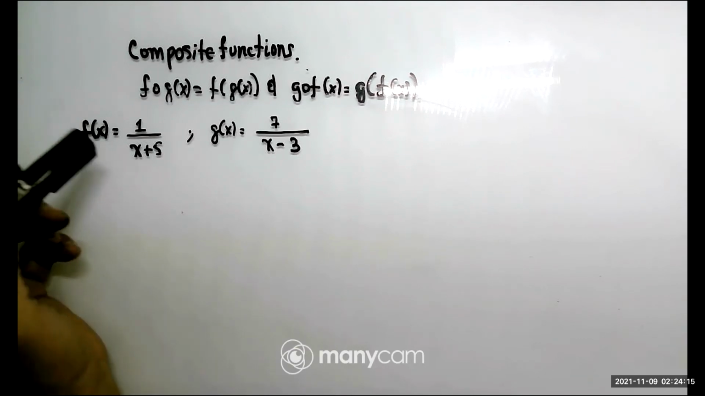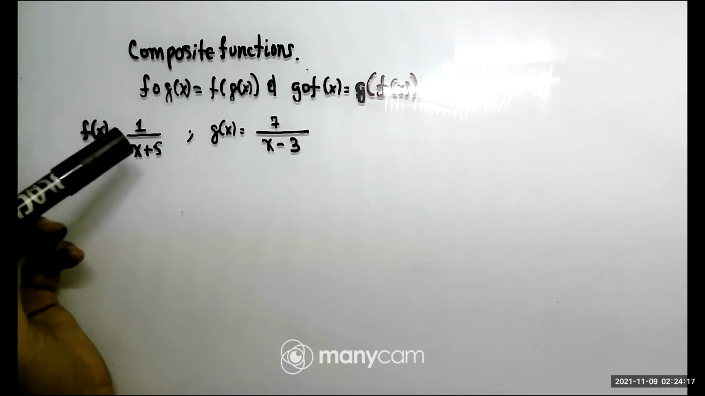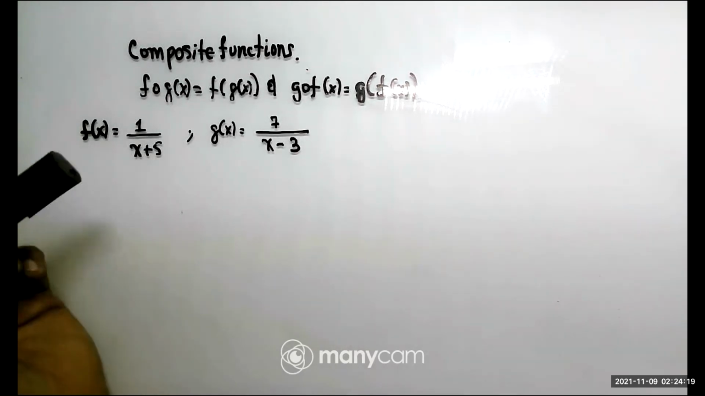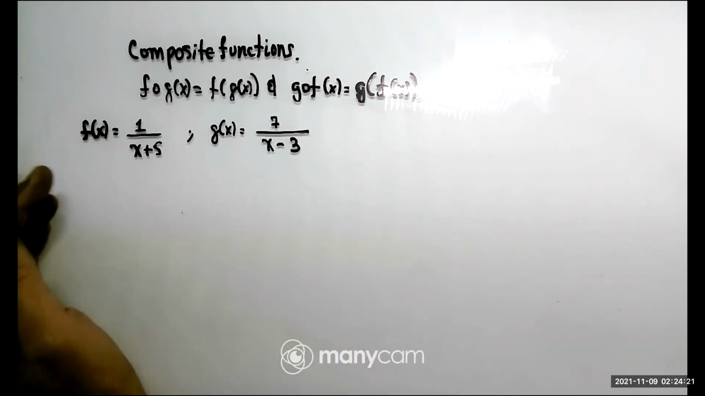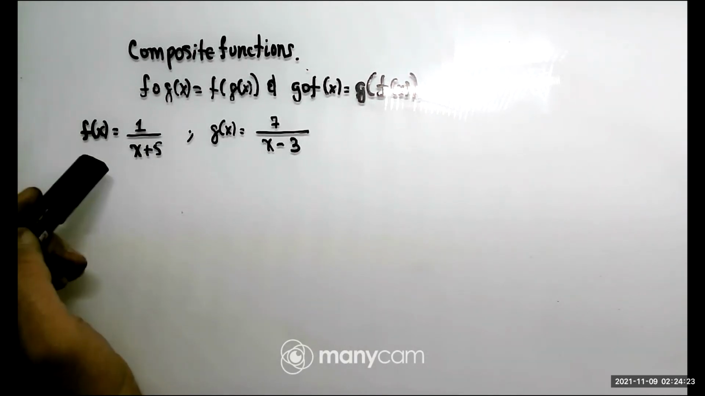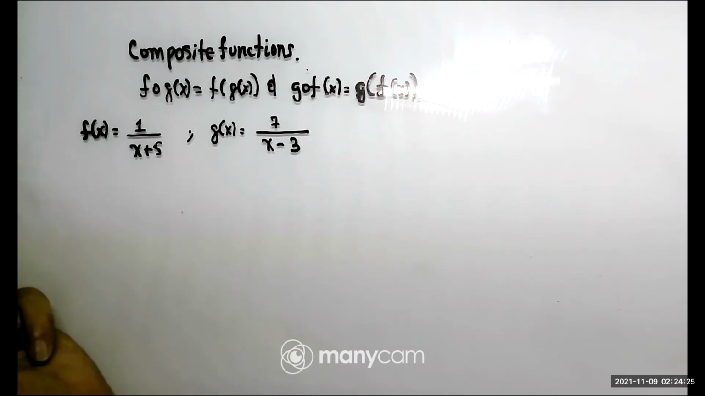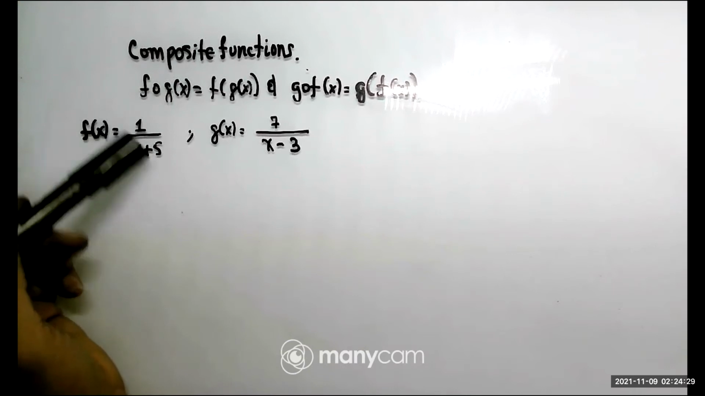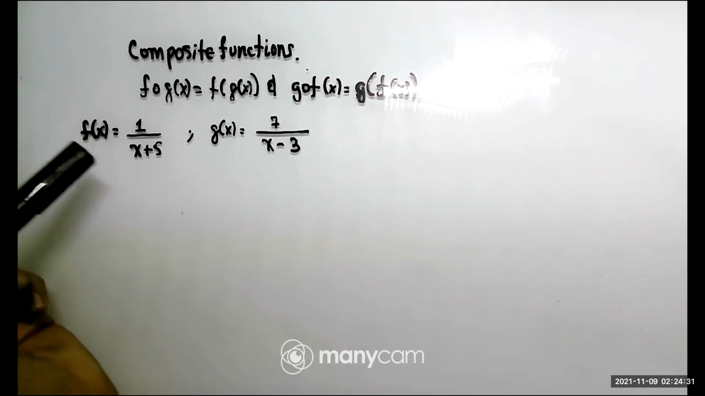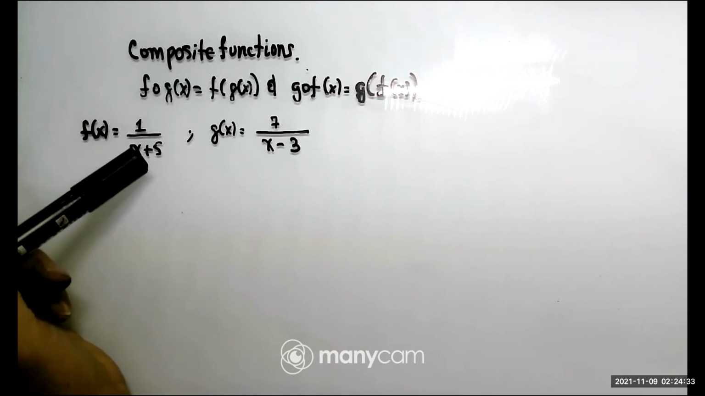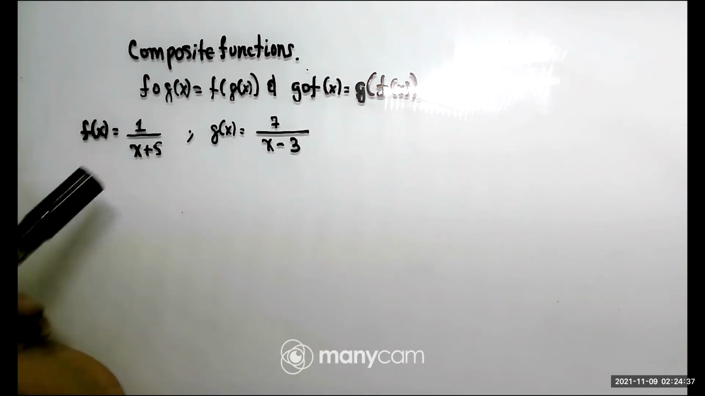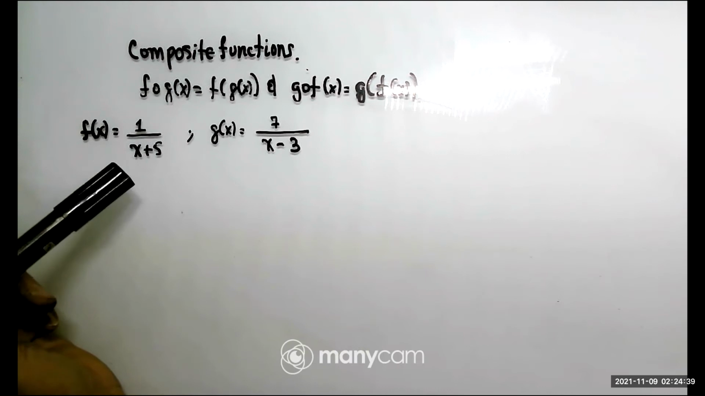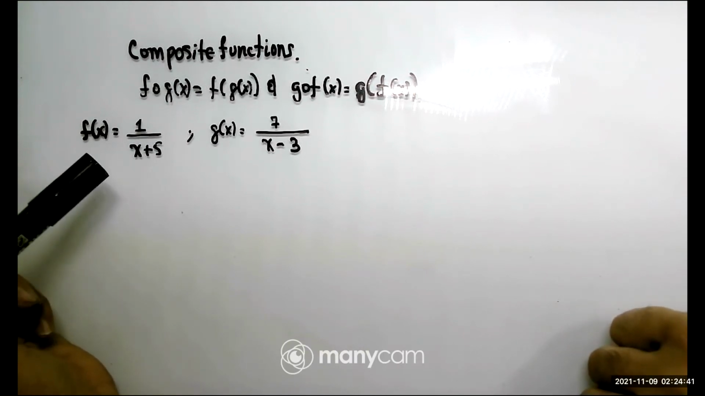f of x equals 1 over x plus 5, g of x equals 7 over x minus 3. Unlike the previous examples where the 2 functions were linear or quadratic, these are rational. These are a ratio, a fraction. This is a rational function where my x, my independent variable, is part of the denominator. So we have to be careful because, as you know, we need to avoid 0 in the denominator.